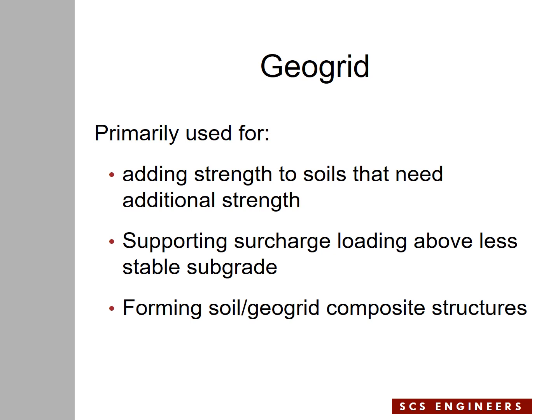It could be many different cases, if the subgrade is a soft clay that has a very low level of strength, or it's an organic soil that doesn't have much shear strength in it, so Geogrid can be used to provide additional strength as the foundation. Also forming soil Geogrid composite structures. This is primarily for systems that are used for soil erosion or coastline protection projects.